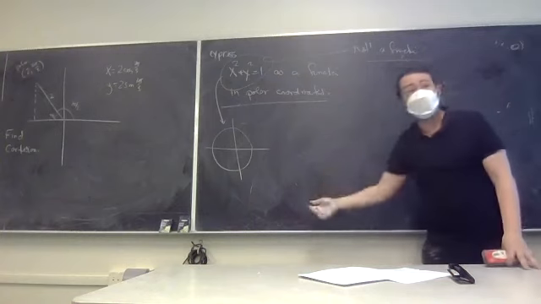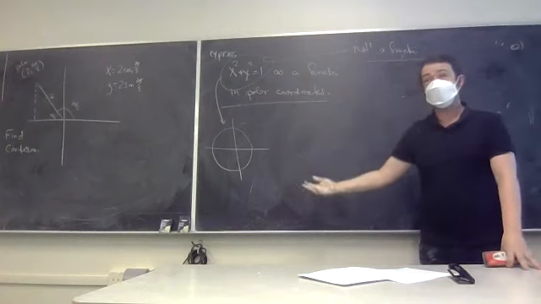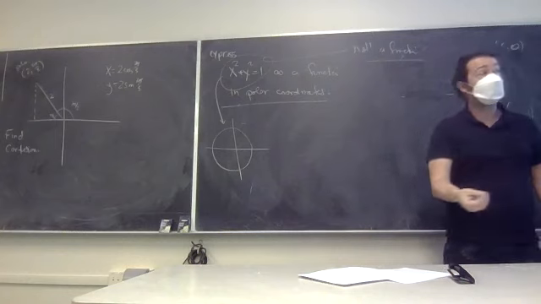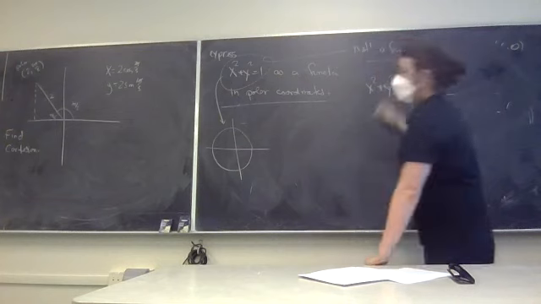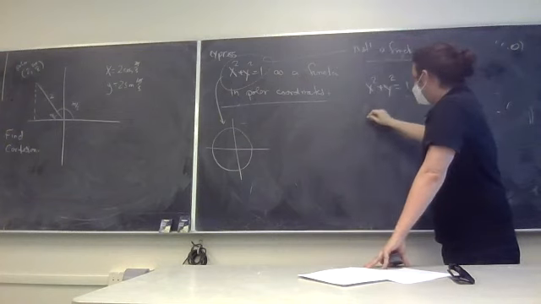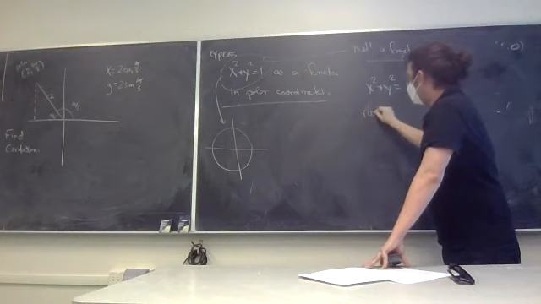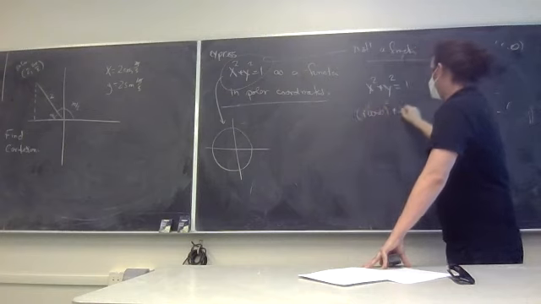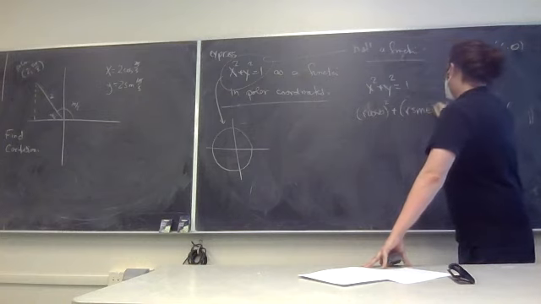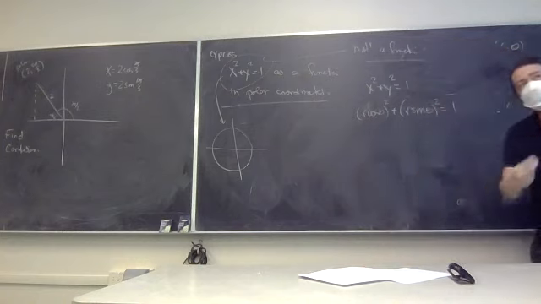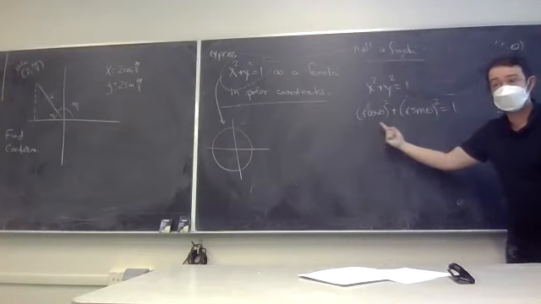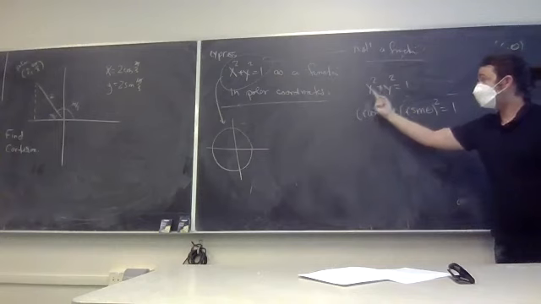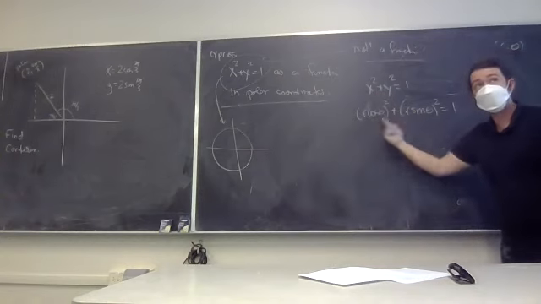Because circles are not natural in Cartesian coordinates, but in polar coordinates, circles are natural. So if x squared plus y squared is equal to 1, then what is x supposed to be? r cosine theta squared plus r sine theta squared is equal to 1. I can substitute x and y into the equation to get a new relationship between r and theta. That's the goal here: I want a relationship that has only r's and thetas in it.